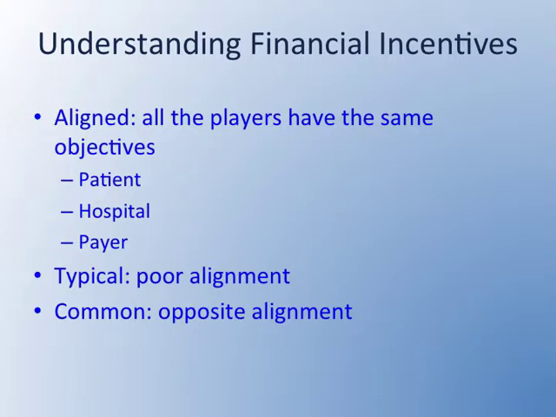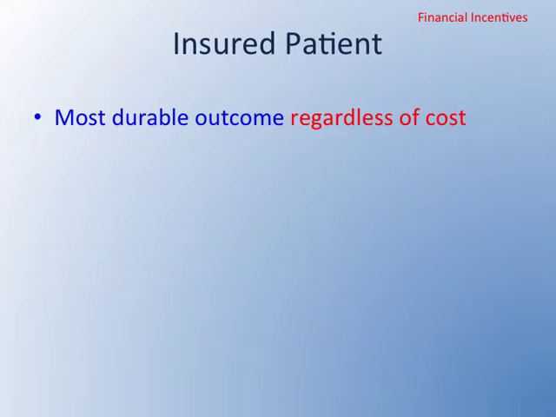what motivates different players in this environment. So we have to understand the financial incentives. When they are aligned, all the players have the same objectives. The patient, the hospital, the payer all want the same thing. The reality in healthcare in the United States is that it is typical to have poor alignment, and remarkably, it's very common to have opposite alignment, where one party wants one thing and one party wants exactly the opposite. So let's look at this through different perspectives.